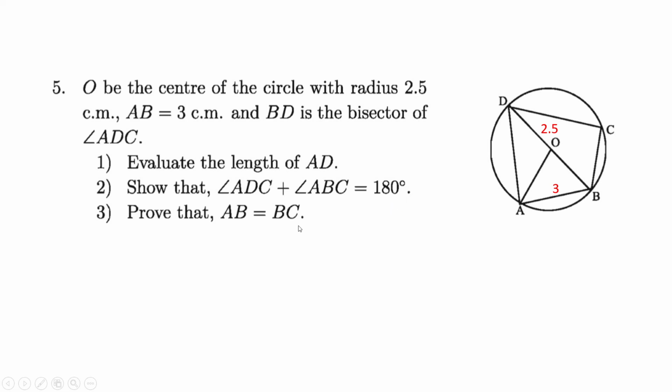Prove that AB equals BC. Here BD is the bisector. We have to prove that AB equals BC. This is the previous one. So we can solve question 3 from question 4.